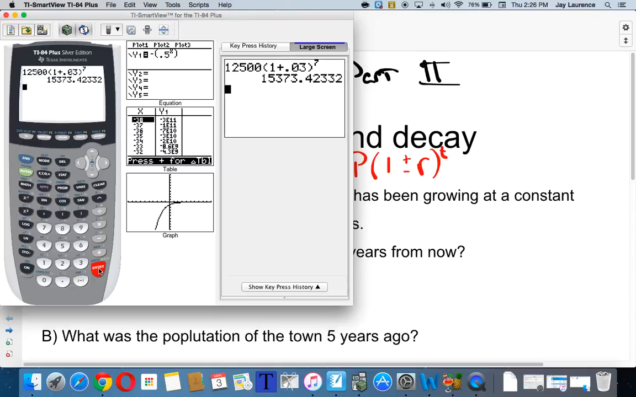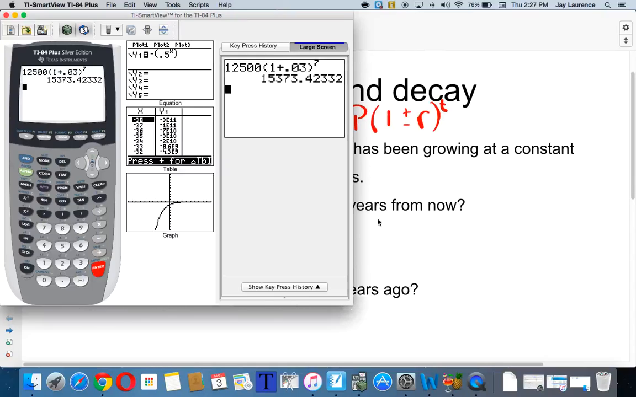By the way, if that decimal had been like 0.89, I would not have rounded up because I don't have whole people yet. I would round down because you can't have 80% of a person. So I would have rounded down in that situation. So it's pretty simple. Now, the next problem says, what was the population of town 5 years ago?